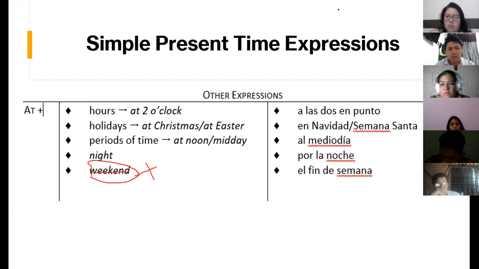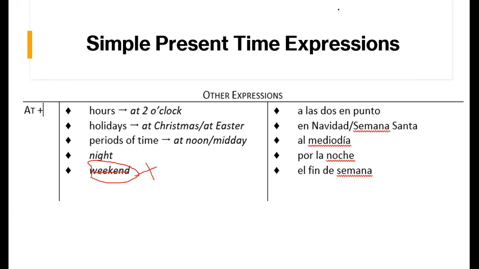At 12:30 p.m. You can say at 12:30 p.m. You can also say around, but in this case, we use at for time, right? At 2 o'clock, at 1, at 3, etc., right?